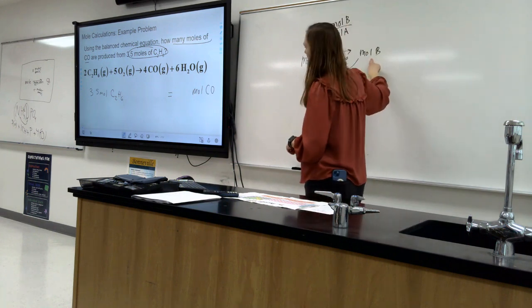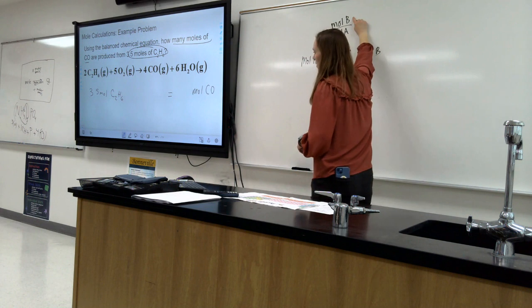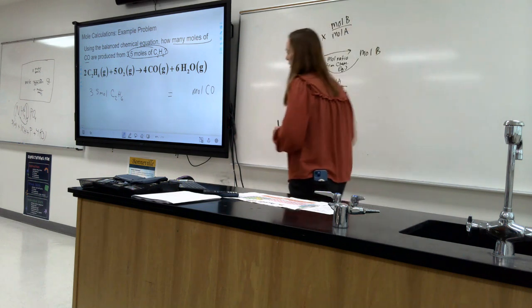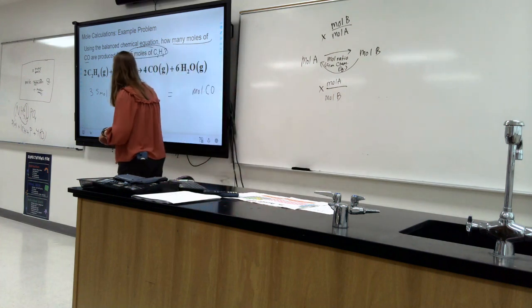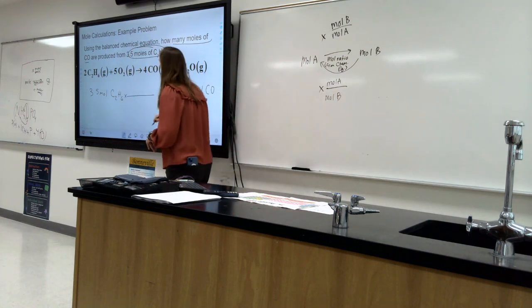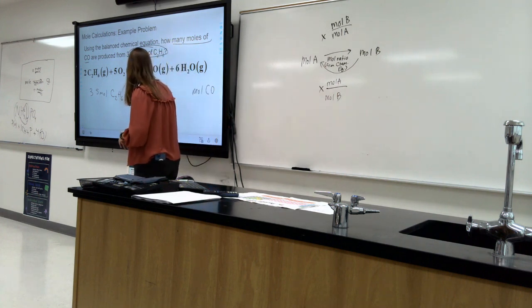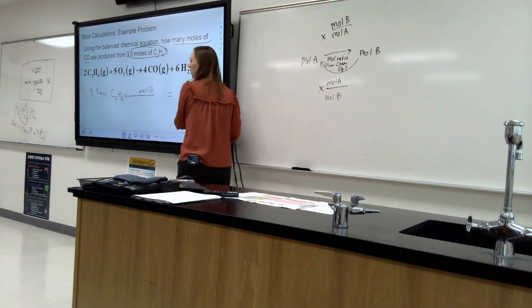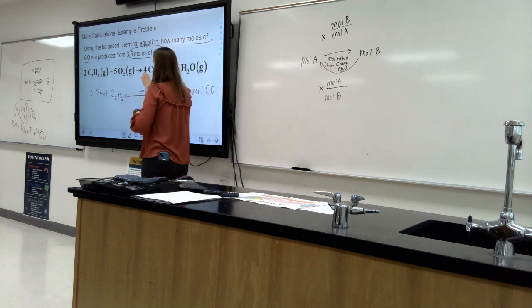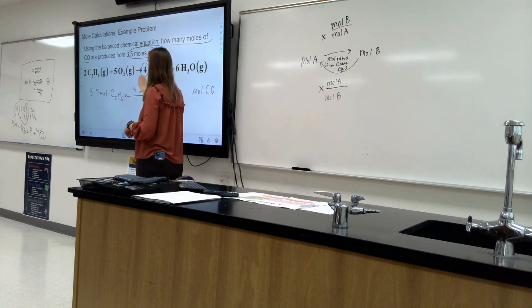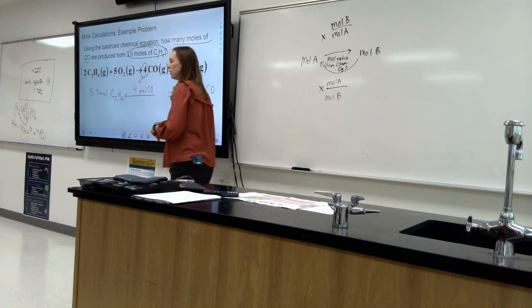So whatever I'm trying to end up with goes on the top. Whatever I start with needs to cancel out on the bottom. So this is my unit conversion. Okay, so moles of CO needs to go on the top. And the number that goes with moles of CO is just from my chemical equation. So I have this 4. This is saying 4 moles of CO are produced in our balanced chemical equation. Are we okay? So this 4 just came straight from the balanced equation.